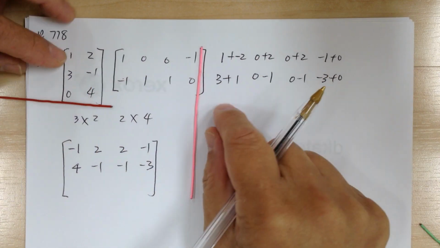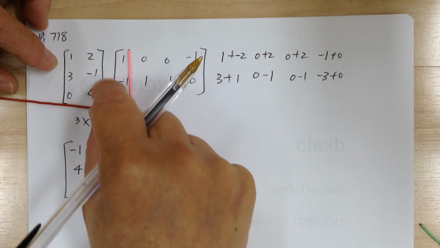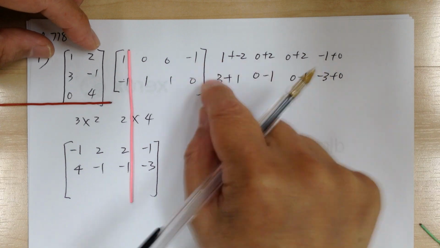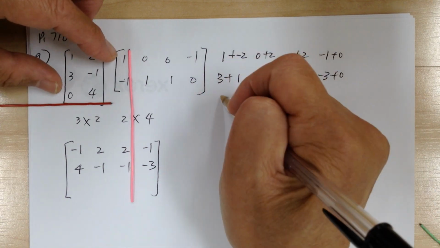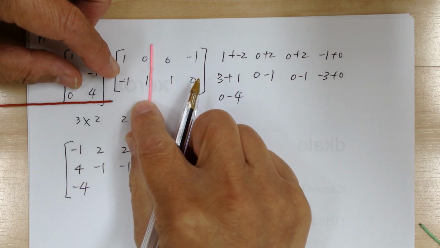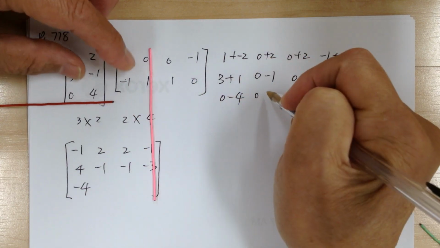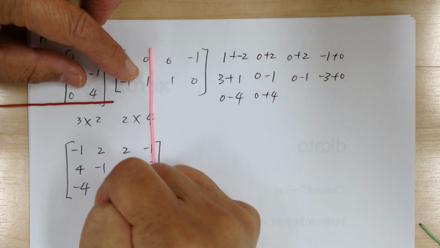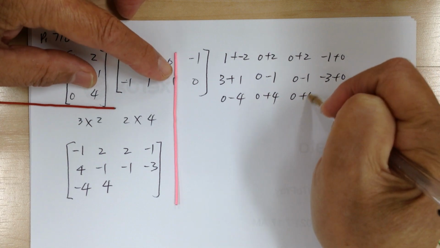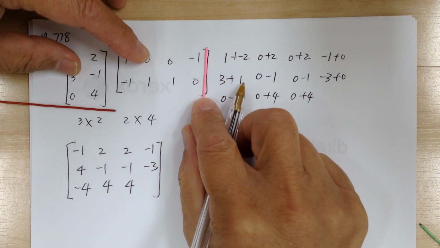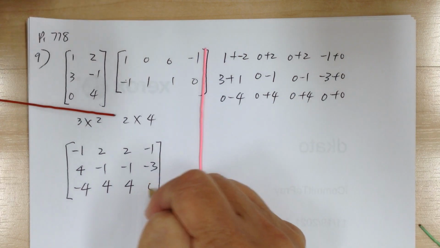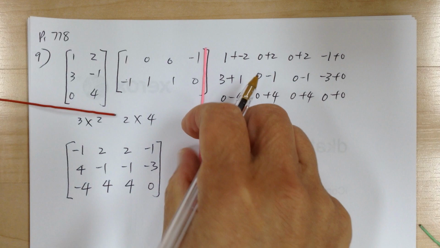Now let's go to the third row. So you have to start over from here again. Okay, so when you multiply, now this is the third row, first column, so you go to the third row, first column over here. So you're going to be 0 minus 4, so it would be negative 4. Next column, 0 plus 4, so it would be positive 4. Next column, 0 times 0 is 0. 4 times 1 is 4, so it would be 4. Next column, 0 times negative 1 is 0. 4 times 0 is 0, so 0 goes over here. Okay, and that's it for number 9.